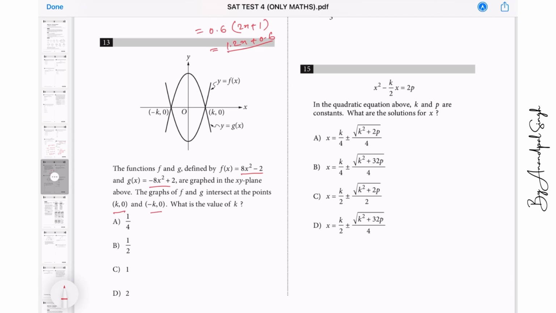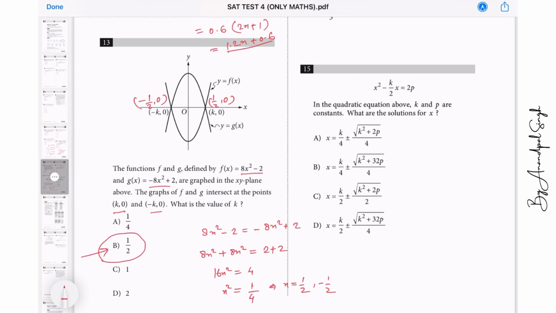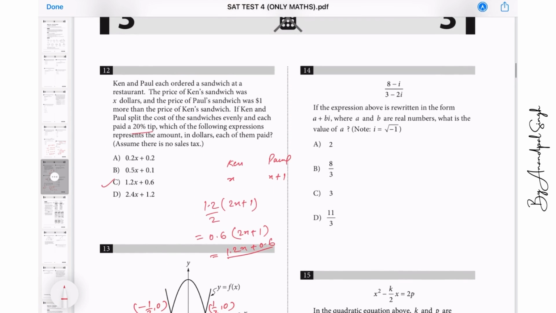So just equate the two graphs. 8x square minus 2 equals minus 8x square plus 2. So here we get 8x square plus 8x square equals 2 plus 2, that is 16x square equals 4. So x square comes out to be 4 divided by 16, that is 1 over 4. It means x is equal to 1 over 2, or minus 1 over 2. It means that the points are (1 by 2, 0) or (minus 1 by 2, 0). So he's asking what is the value of k. So k is equal to 1 over 2. Good, great going.